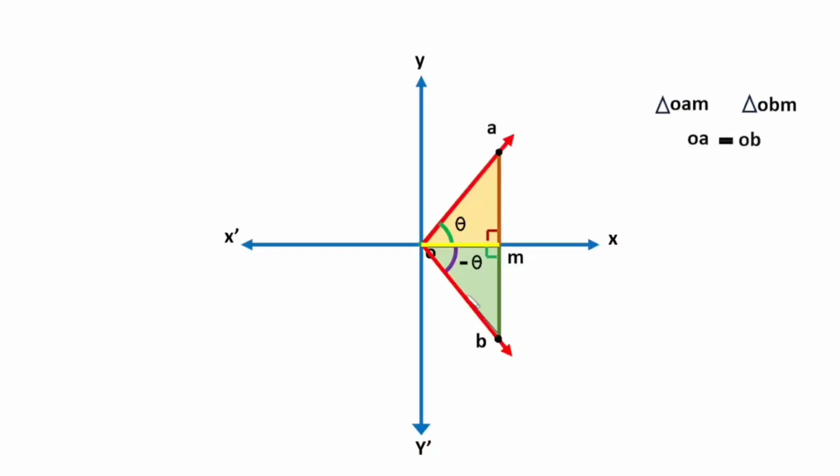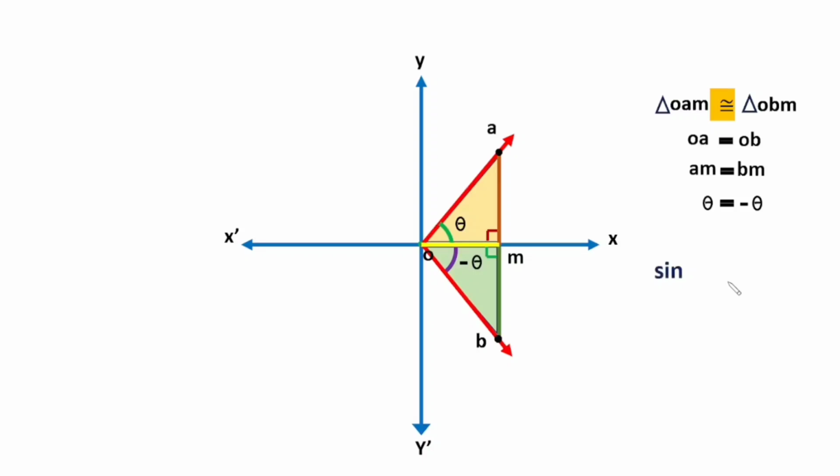As these rays are the same at two opposite directions, OA equals OB, and by construction AM equals BM, and both these triangles are right angle triangles. So we can say triangle OAM and triangle OBM are congruent to each other. So theta equals minus theta.